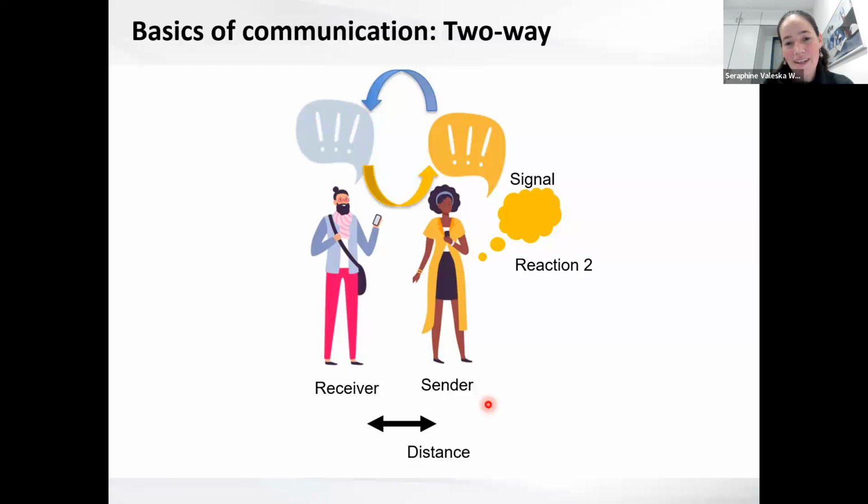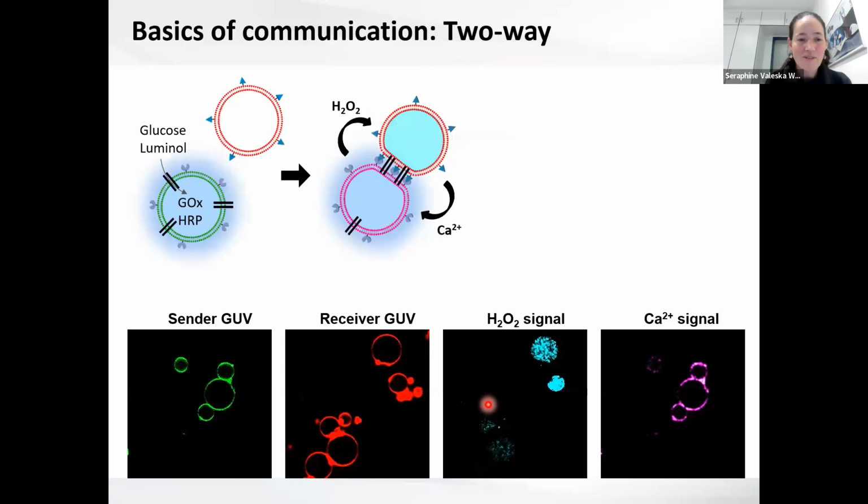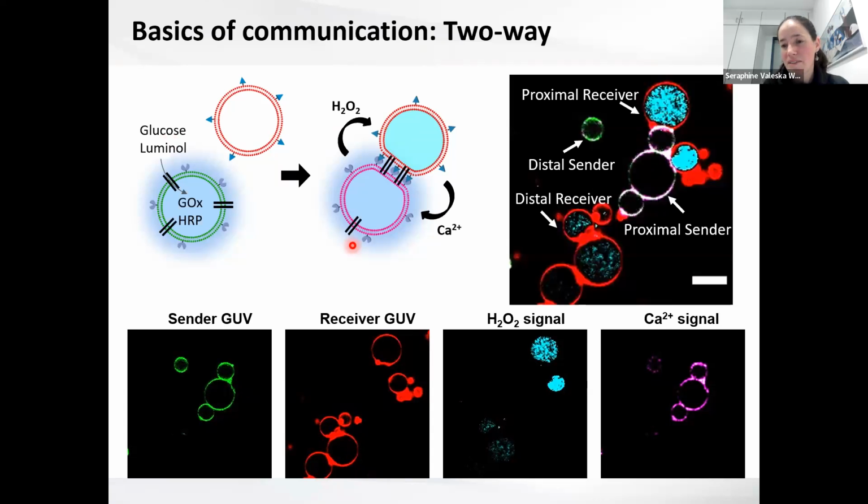Finally, these conversations should not be one way, but there should always be a response to the initial signal. And also to do this, we have used these same synthetic cell pairs where we had a hydrogen peroxide signal from the sender to the receiver, but then we got calcium as a response from the initial receiver. And to get this calcium response, we used alpha hemolysin pores that were initially only implemented on the sender, and only upon contact with the receiver, these pores opened and the calcium signal was transferred.